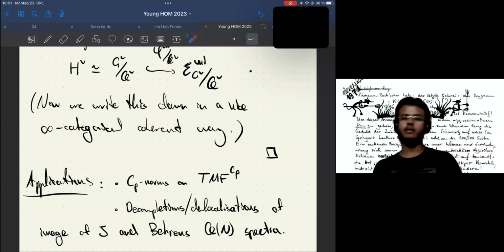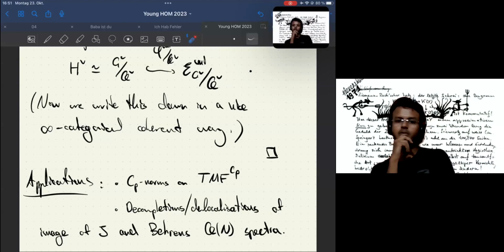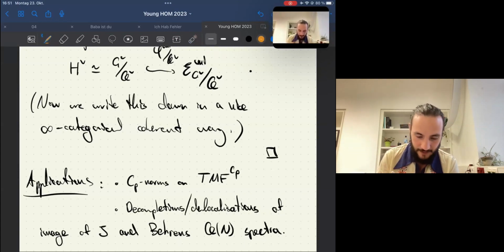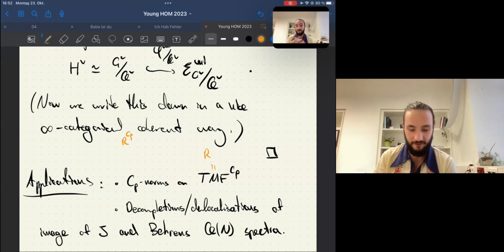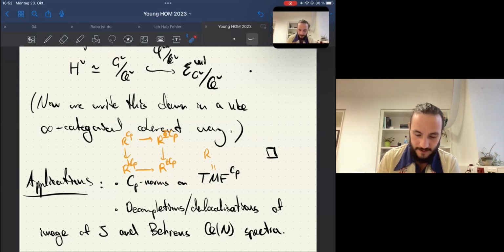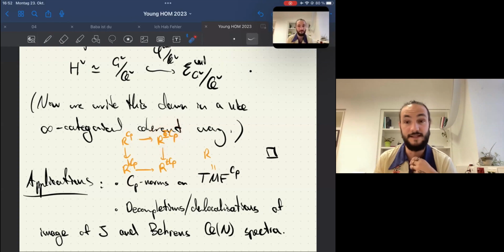Can you maybe talk a bit about these C_p norms? Yeah, sure. So somehow it's done in the more or less obvious way. Let me write TMF as R for now. So we want to construct some sort of norms on C_p-equivariant TMF like this, and we're just going to use the usual sort of fracture square. So here we've got the geometric fixed points of R. Here we have the Tate of R, and here we have the homotopy fixed points of R. And in a coherent way, we construct nice norms on this thing.